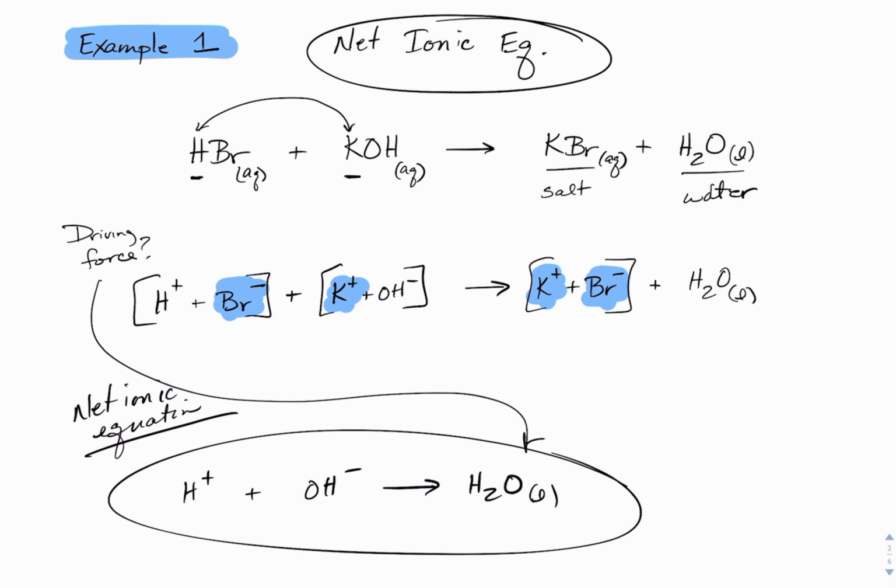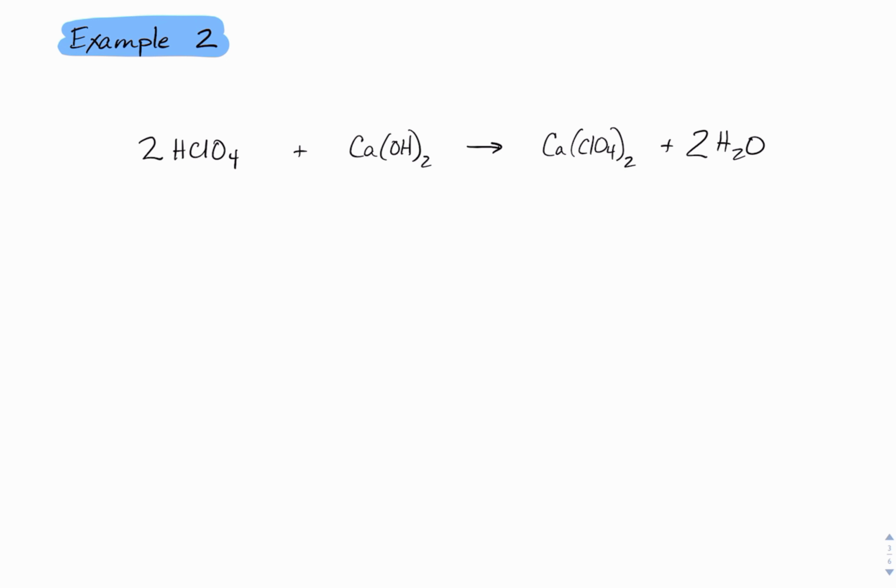So let's try this one more time. Let's do another example. Here's an example where you have a strong acid and a strong base, and we're going to produce a salt and water. And what we want to do here is we can classify this as an acid-base neutralization because we know HClO4 is a strong acid and Ca(OH)2 is a strong base. So we know that that's going to be an acid-base neutralization reaction, but I want you to take this a little further and determine the driving force for this reaction.